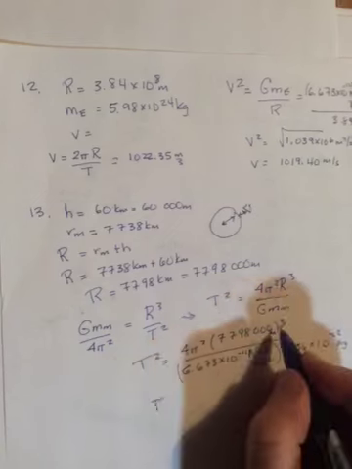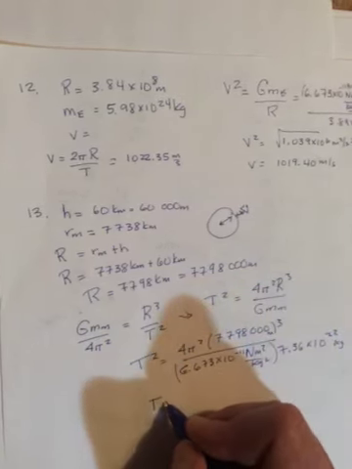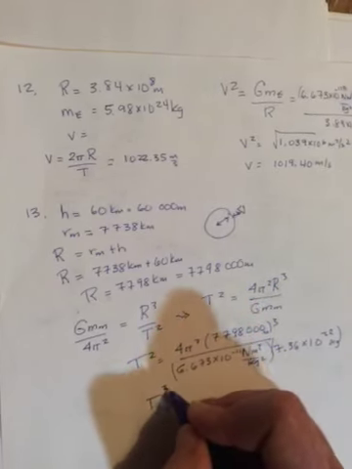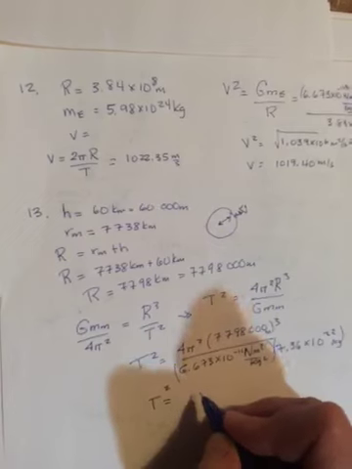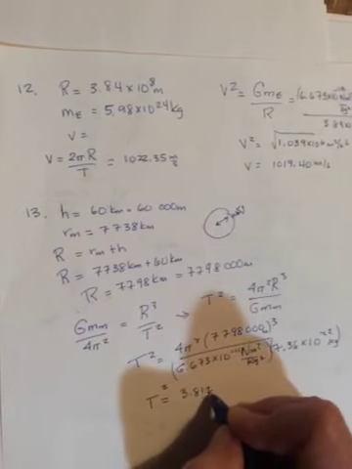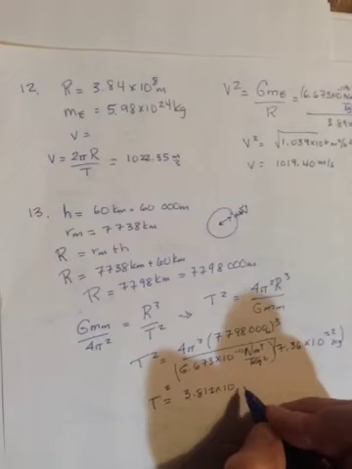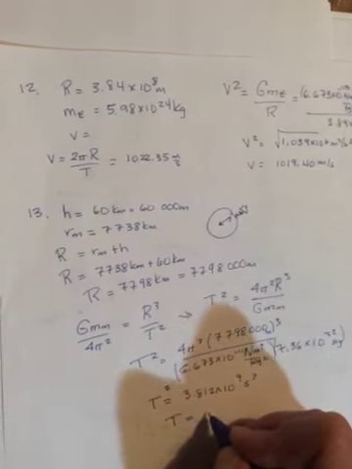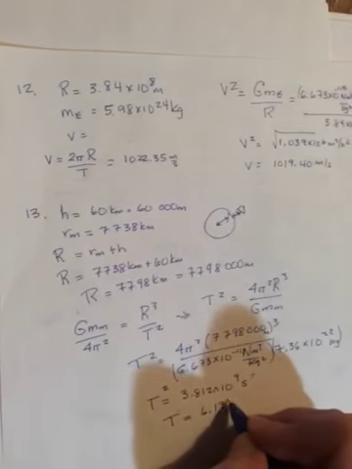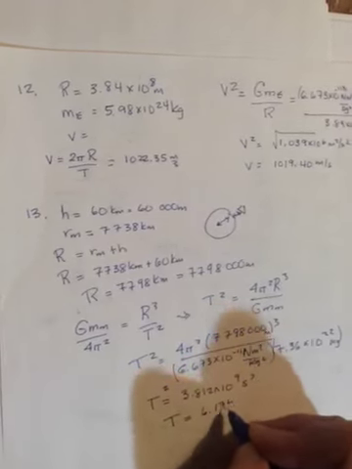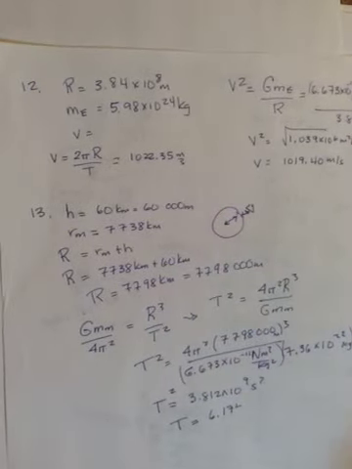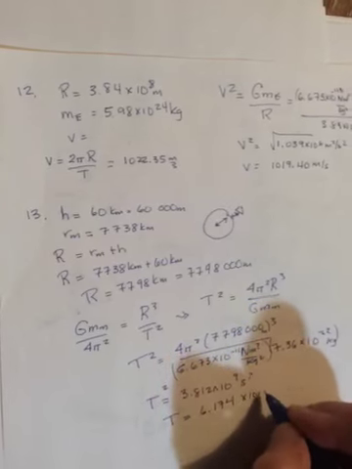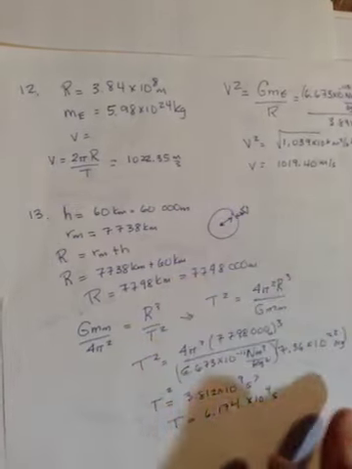Okay, so try to remember to cube your r, square your pi, punch it in, and you're going to get a T squared of 3.812, I think it's 2, times 10 to the 9th seconds squared. Take the square root, 6.174, I believe. I can't tell if it's 4 or 5. I think it's 4. Times 10 to the 4th seconds.